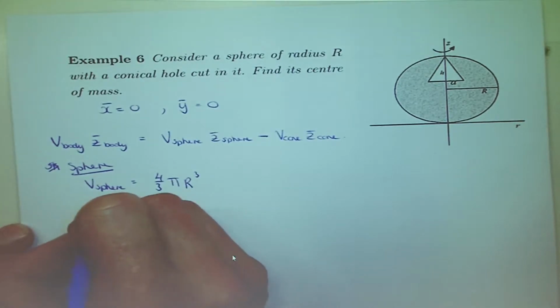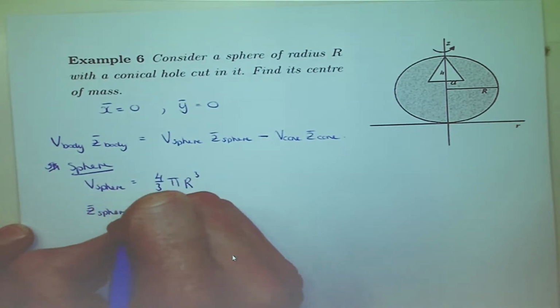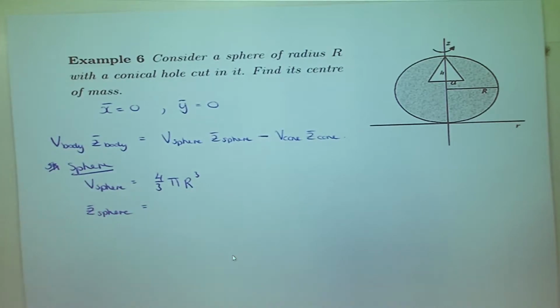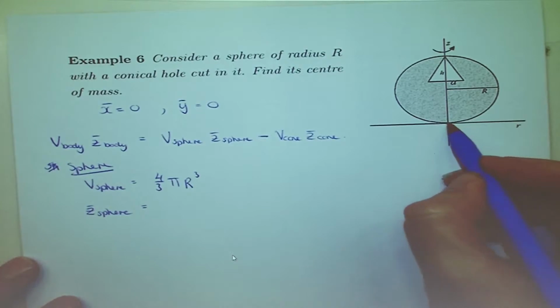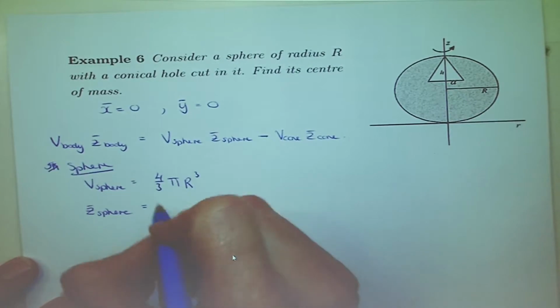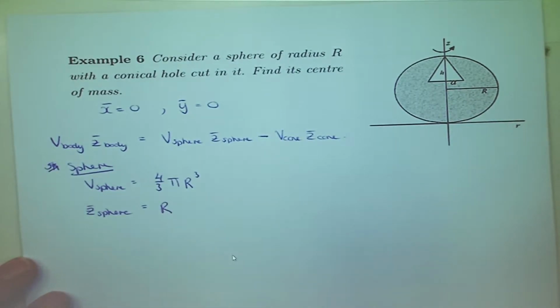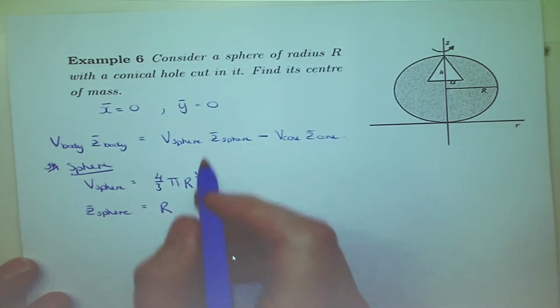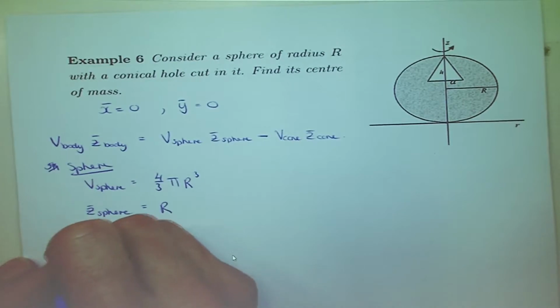All right, the centre of mass of this sphere is at z coordinate what? No, zero's down here. Here, right? R, yes, it's R. R is the radius of the sphere, so this distance here to the middle must be R. Okay, so that's all we need to know about the sphere.